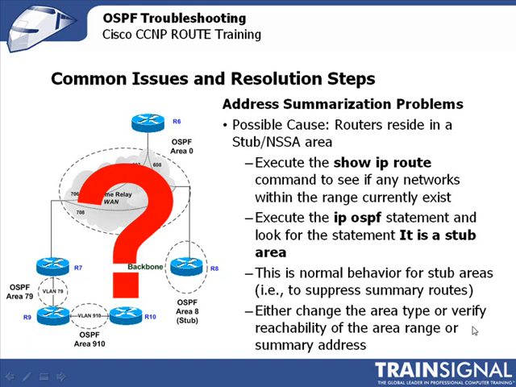If that is the case, you're going to have problems with summary routes because summary routes are naturally suppressed in stub, totally stubby, and not so stubby areas. So your choices are either to change the area type or just to verify the reachability of the area range or summary address. It may not be in the table, but you may be able to actually ping and get to it, in which case this is normal behavior for a stub area.